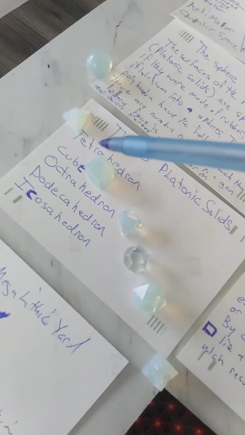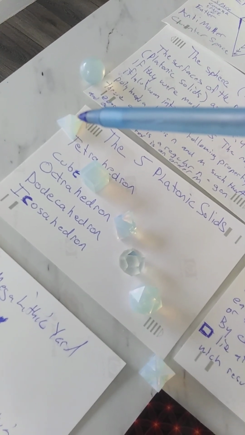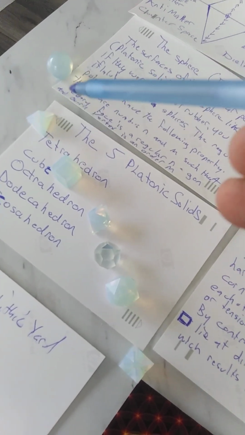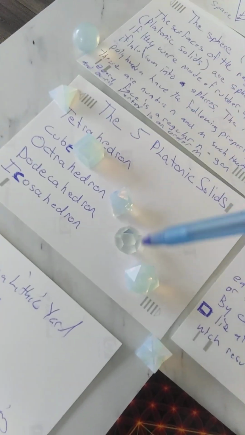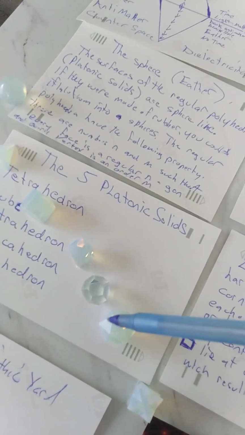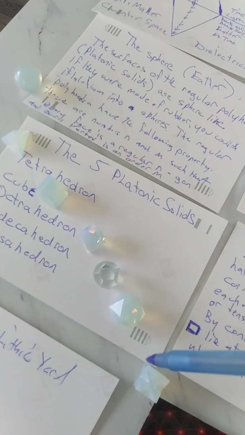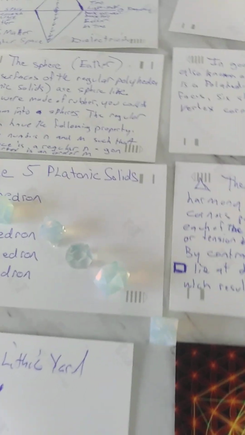So all of the 5 platonic solids, starting with the tetrahedron and going to your icosahedron, those could all fit into the star Merkaba.